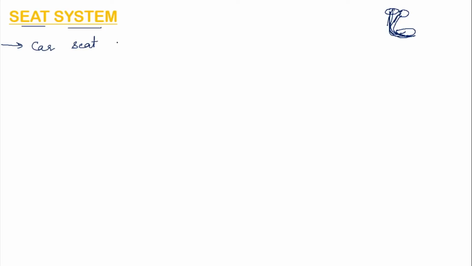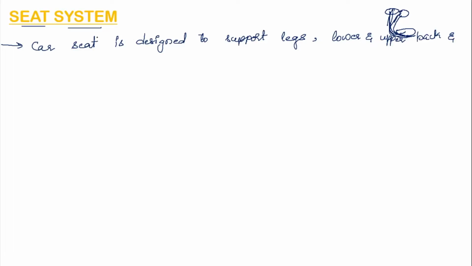So a car seat is designed to support legs, lower and upper back and head. Okay, so the front seats have three main parts. So the seats in the front of the car have three main parts.